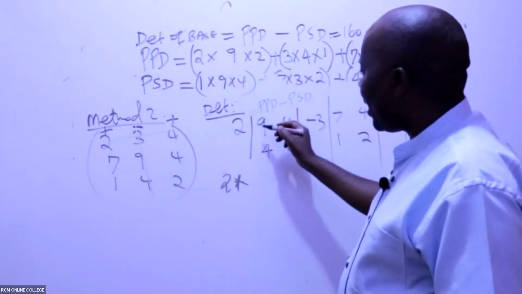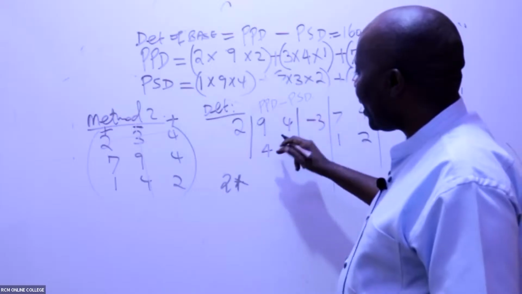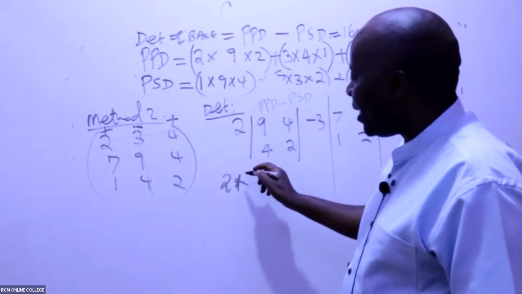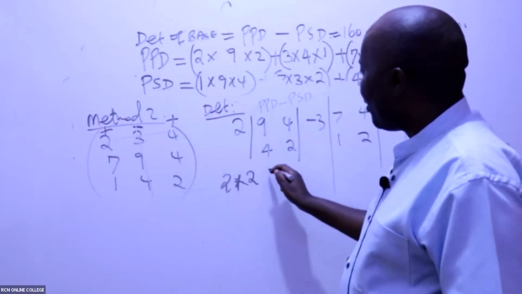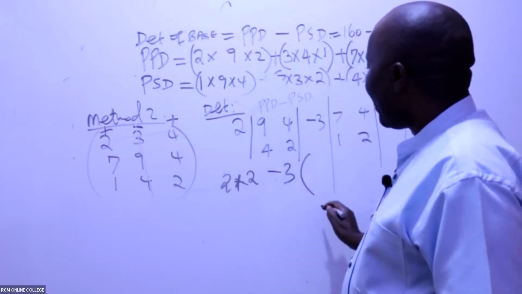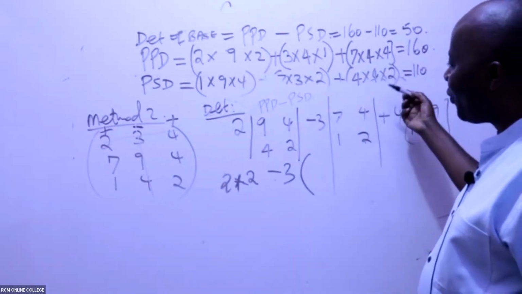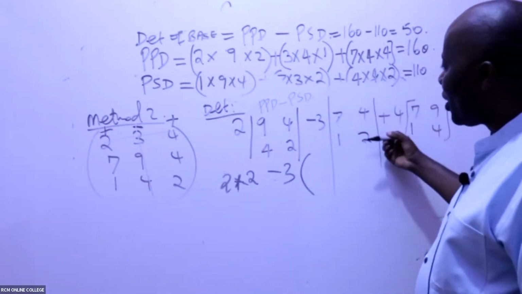So in this case here, 9 times 2 minus, open brackets, 4 times 4, you close. So I'm being given a figure of what here? A figure of 2. Minus 3. Minus 3, so we have here 7 times 2 minus, open brackets for the secondary. So 7 times 2 is 14 minus 4.